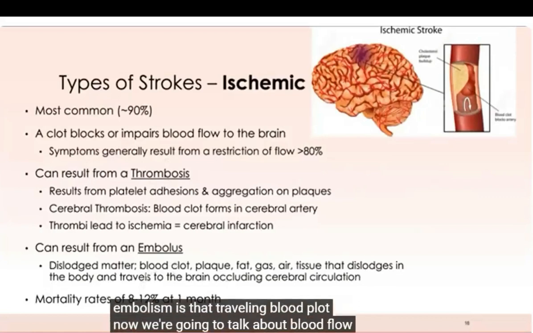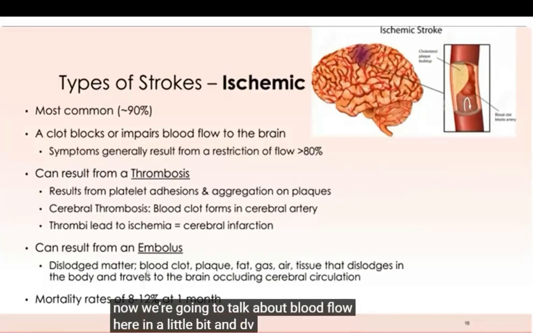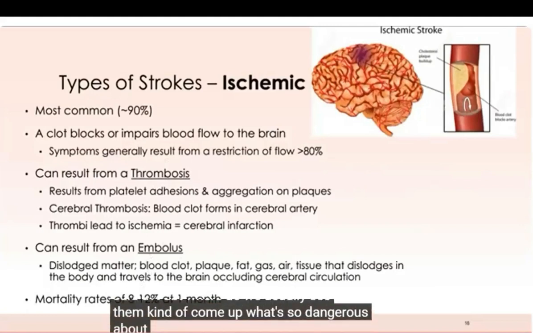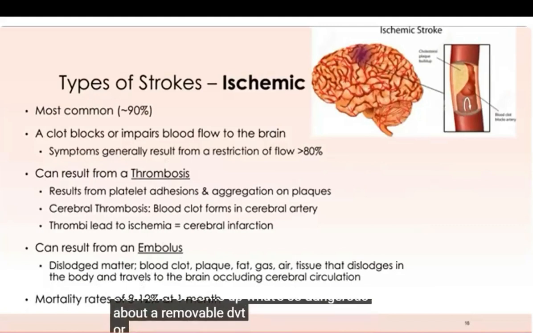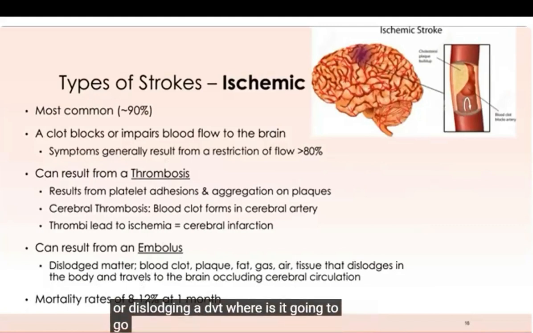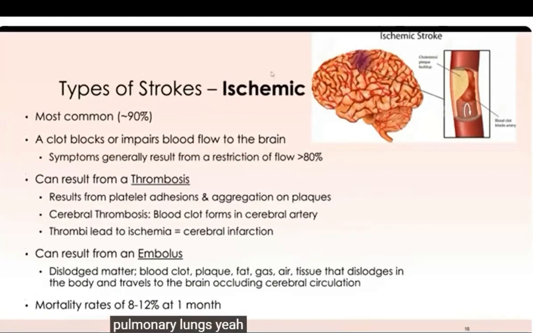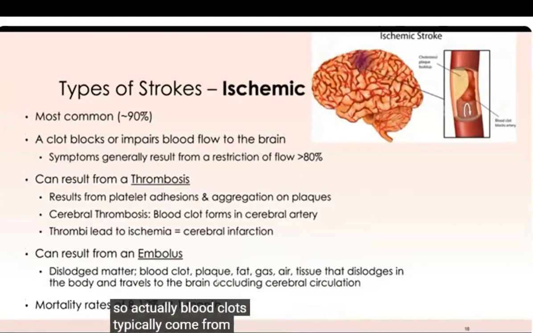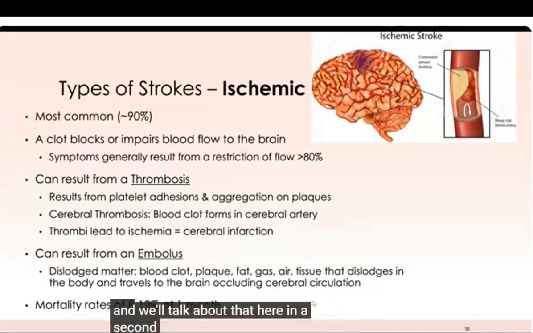Now, we're going to talk about blood flow here in a little bit. And DVT, somebody said DVT. DVT, where do we usually see them come up? What's so dangerous about a movable DVT or dislodging a DVT? Where is it going to go? Pulmonary, lungs, yeah. This is where it becomes important to understand your blood flow. Actually, blood clots typically come from the side of the heart that blood's leaving, right? The left side of the heart. And we'll talk about that here in a second.